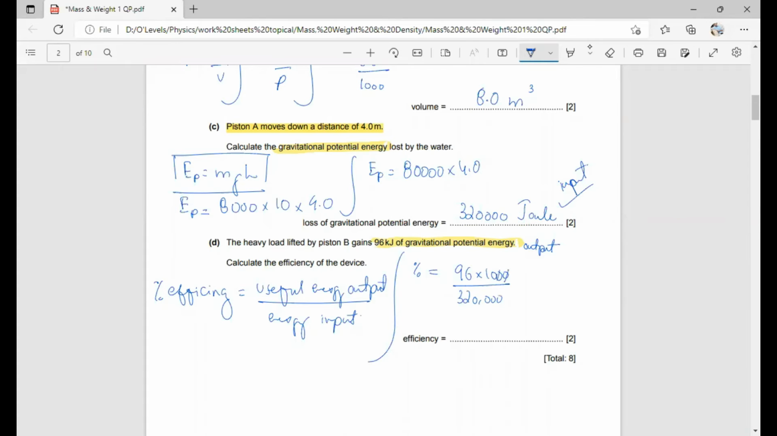So simply 0 to 0 cancel, multiply by 100 as well. So 96 multiplied by 10 divided by 32, 30%. Right?